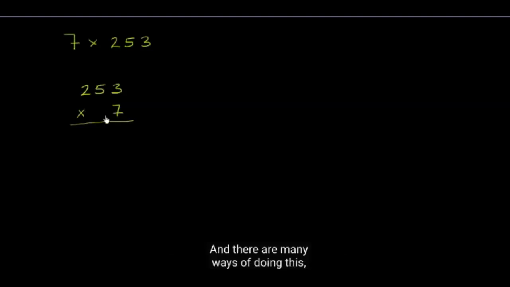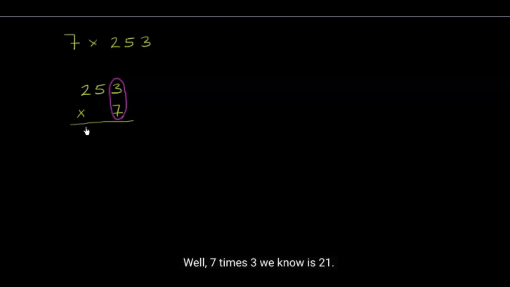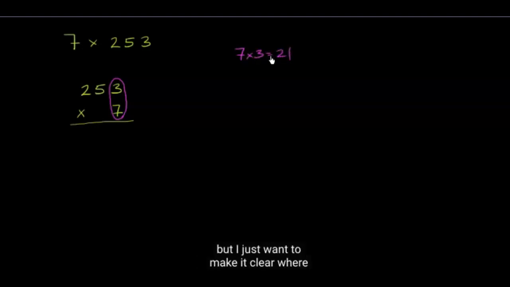There are many ways of doing this, but this you could call the standard way. So what I do is I start with my 7 and I multiply it times each of the numbers up here and I carry appropriately. So first I start with 7 times 3. Well, 7 times 3 we know is 21. Let me write that down. 7 times 3 is equal to 21. You could do this part in your head, but I just want to make it clear where I'm getting these numbers from. What I would do in the standard method is I would write the 1 in 21 down here, but then carry the 2 to the tens place.